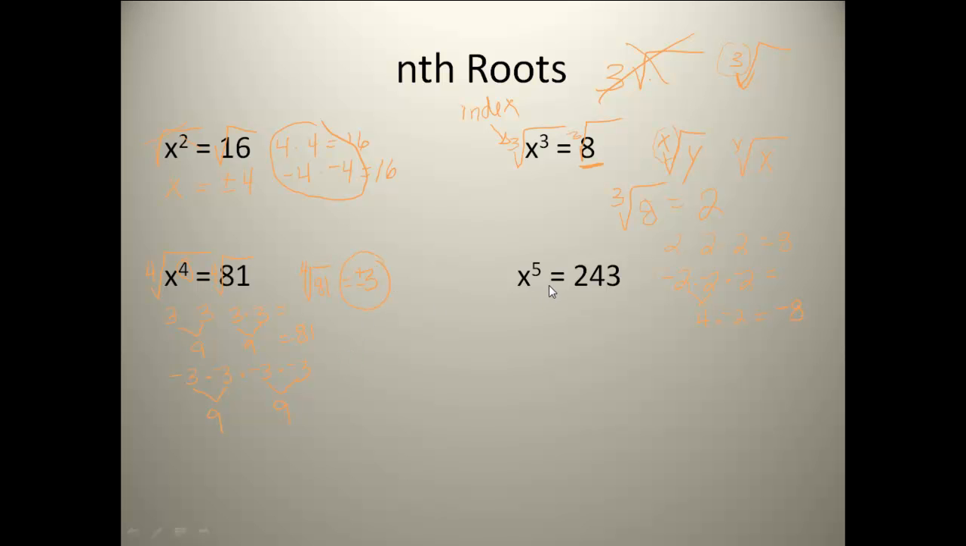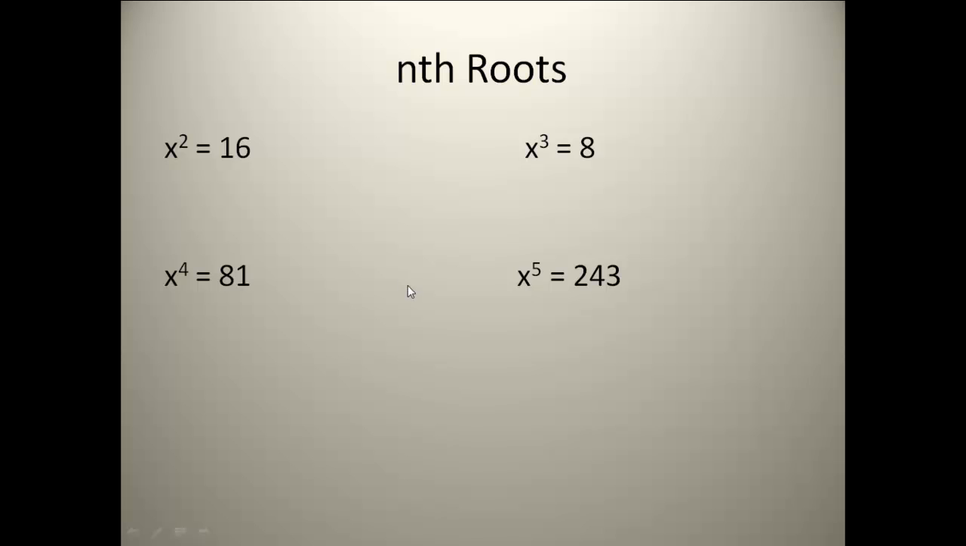Now jumping over here to x to the 5th. In order to get rid of x to the 5th, I need a 5th root. So I would take the 5th root of both sides. Now my 5th root and my 5th power would cancel each other out. So I would end up having x equals 3. And for x to the 5th power, I'm not going to have two answers, and it's for the same reason that we had on the cubed root one.